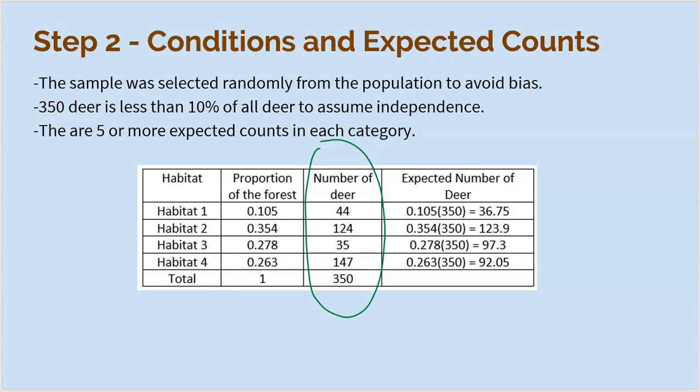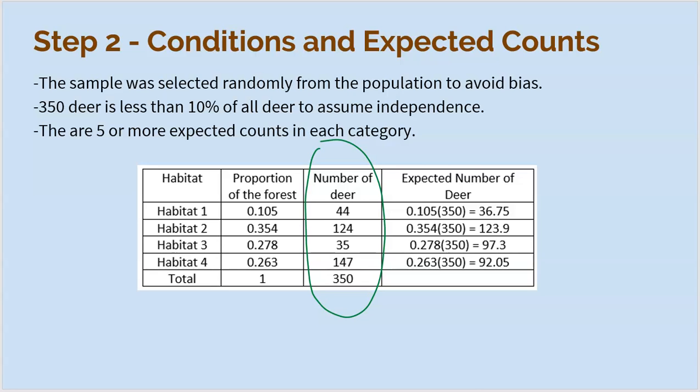Habitat 3, 27.8% of the forest. Well, if the null's true, 27.8% of the deer should be living there. So times 350 by 0.278, 97.3. Same thing with habitat 4, 26.3% of the forest. Therefore, 26.3% of 350 deer should be living there.